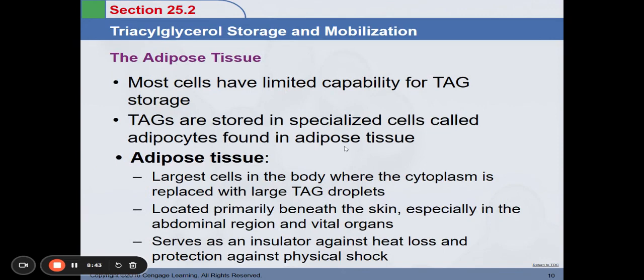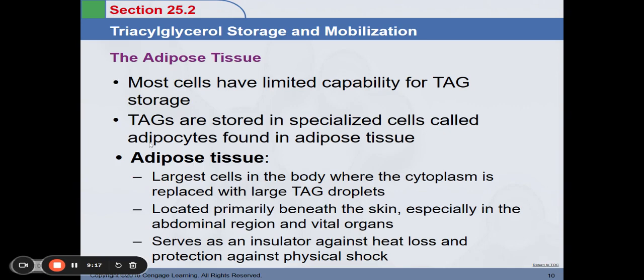Okay. Next is the adipose tissue. So this is the storage of your fats, right? So ito yung taba. Most cells have limited capability for TAG storage. So TAGs are stored in specialized cells we call adipocytes. Ito yung cells ng mga taba natin sa katawan, na naimpok na mga TAG. Okay, so they are found in adipose tissue, and adipose tissue is the largest cell in the body where the cytoplasm is replaced with large TAG or triacylglycerol droplets.